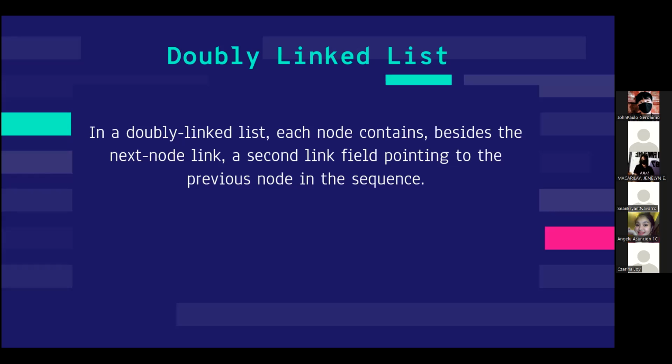Let's talk about the doubly linked list. In a doubly linked list, each node contains, beside the next node link, a second link field pointing to the previous node in the sequence. So, dito naman po sa doubly linked list is a variation of linked list in which navigation is possible in both ways, either forward and backward, easily as compared to single linked list. Mas madali po siya kaysa sa single linked list, and yun lang po.